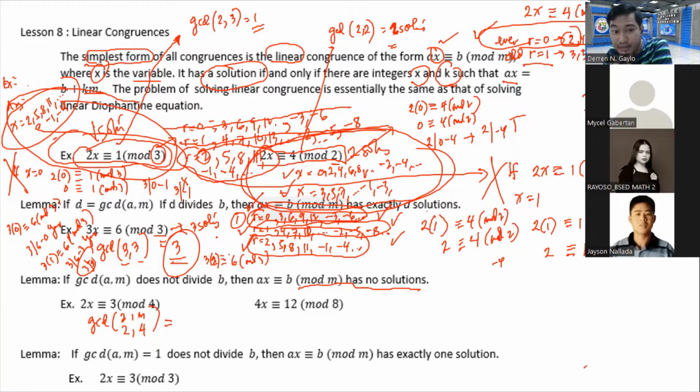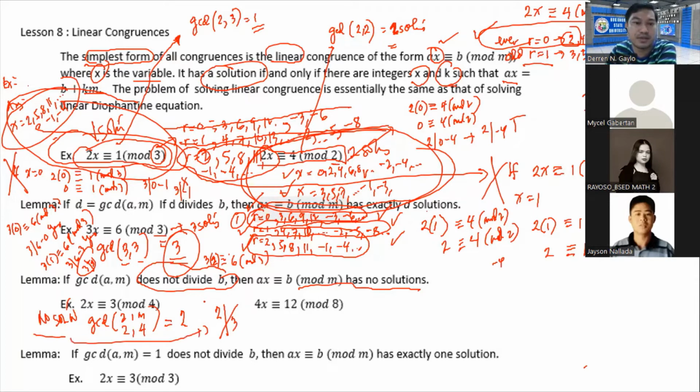So what's the greatest common divisor? This is 2, right? Si 2 man dyan na siya. And take note that we look into if it divides B. So si 2, i-divide ba niya ang value sa B, which is 3. Will 2 divide 3? Dili, no? Does not divide. So no solution din niya siya. Kaya no solution because your GCD does not divide B.